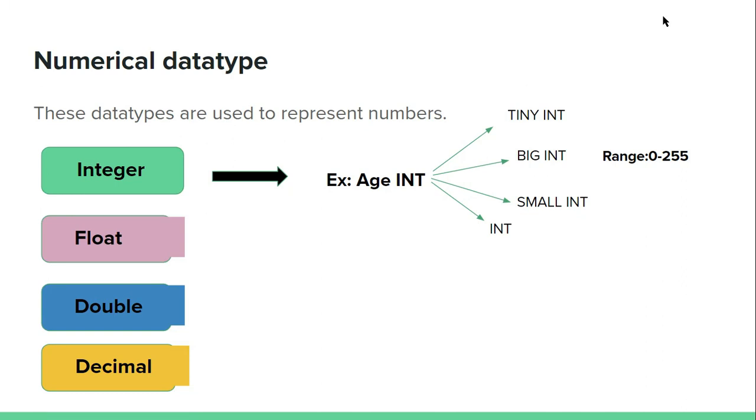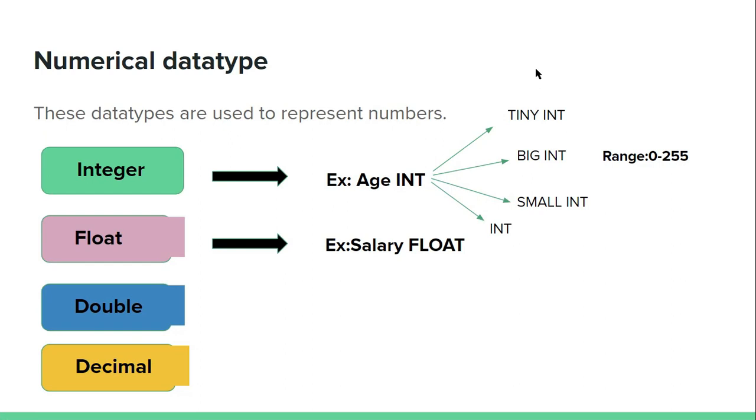Next data type is float. In SQL, the data types float, double and decimal are used to represent a floating point number with varying precision. Here are some examples of how these data types can be used. Float example is salary float, where salary is a column and float is a data type. The float data type represents a floating point number with single precision. It is typically used when a moderate level of precision is required, but not exact decimal representation.